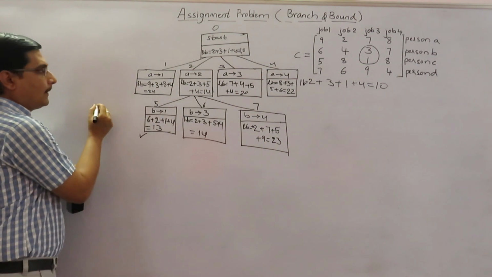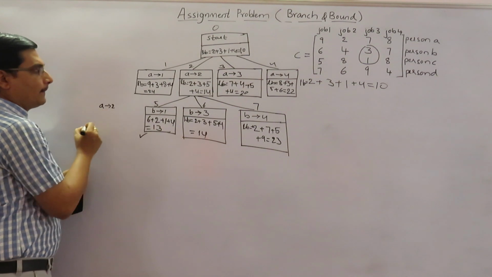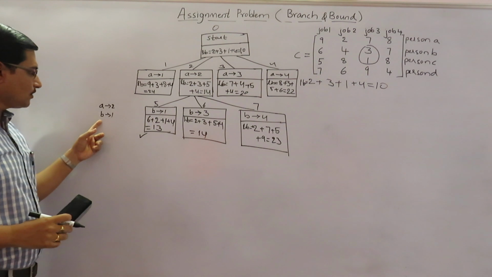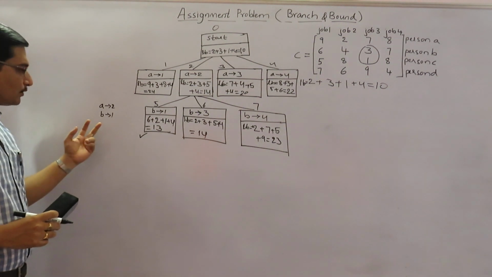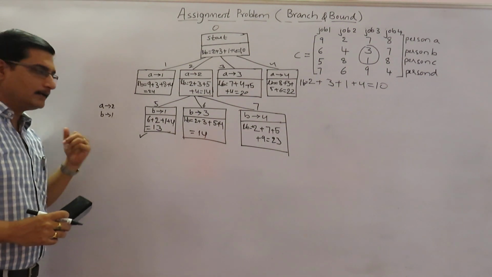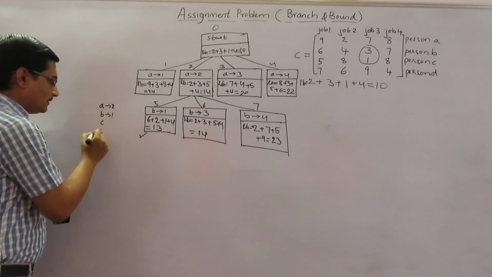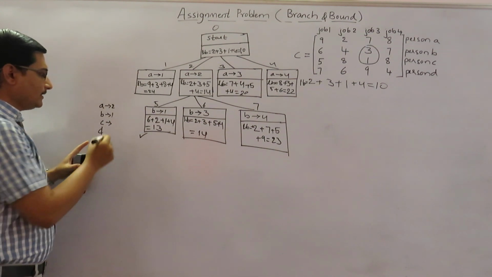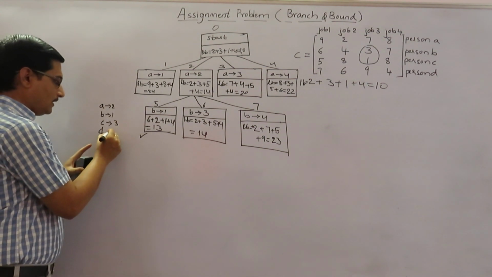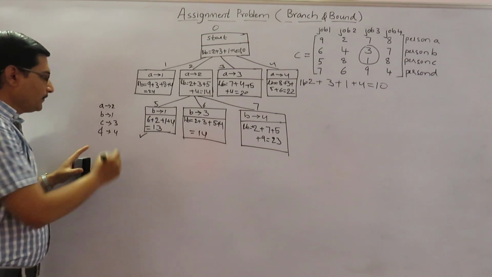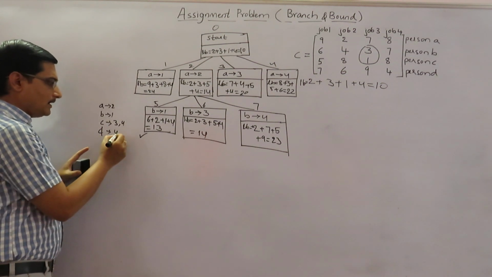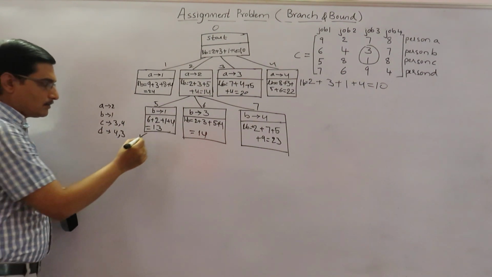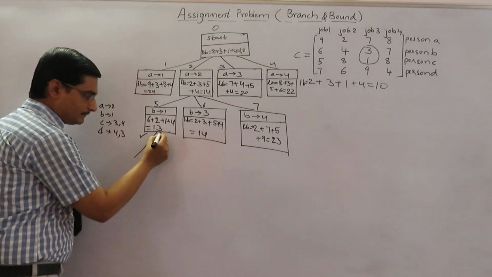So person A has got job 2 and B has got job 1. So we have to assign persons C and D. So what are the remaining jobs? Either we can assign third job to person C and fourth job to person D, or fourth job to person C and third job to person D. These are the only possibilities we are having. So we will expand this in one stretch.